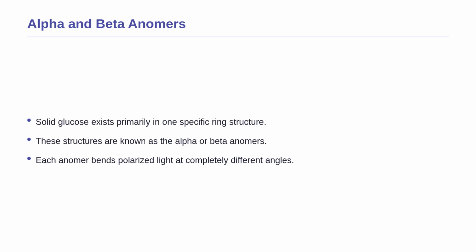Because these two anomers have slightly different three-dimensional geometries, they interact with light differently. Specifically, they bend polarized light at completely different angles. If you have a jar of pure alpha glucose and a jar of pure beta glucose, they will look identical to the naked eye, but a polarimeter will immediately reveal their distinct optical signatures.